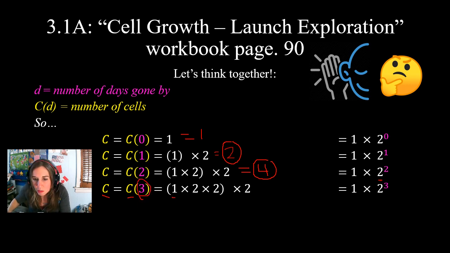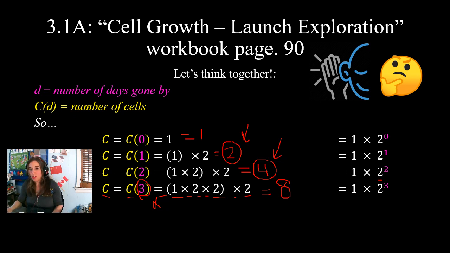Okay, I started with 1 cell. It doubled to give me 2 after 1 day. Then it doubled again to give me 4 on the second day. Now I need to double it again for the third day. So I have 4 times 2, which equals 8. Okay, so I know that I have 8 cells after 3 days, okay?